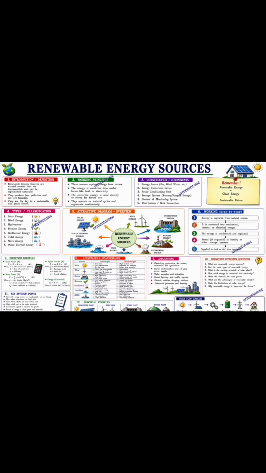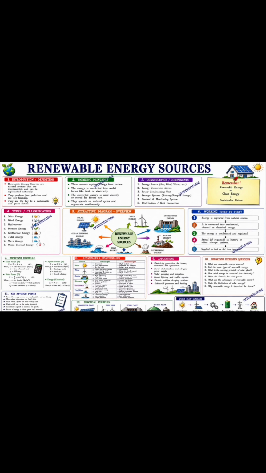Working, step by step. Step 1. Energy is captured from a natural source. Step 2. It is converted into mechanical, thermal, or electrical energy. Step 3. The energy is conditioned and regulated. Step 4. Stored, if required, in batteries or other storage systems. Step 5. Supplied to loads or fed into the grid.